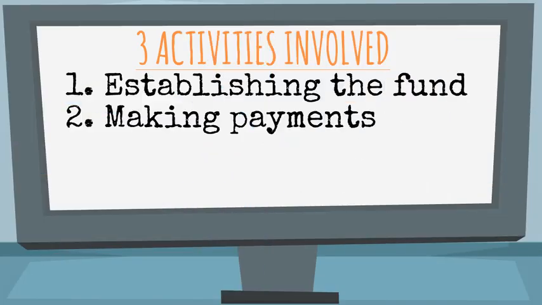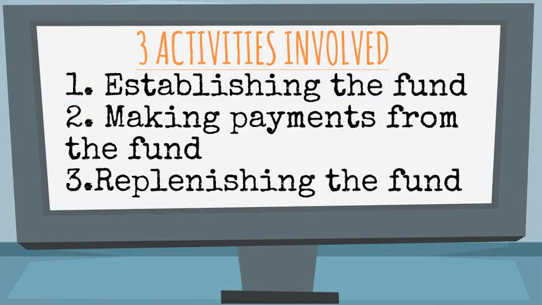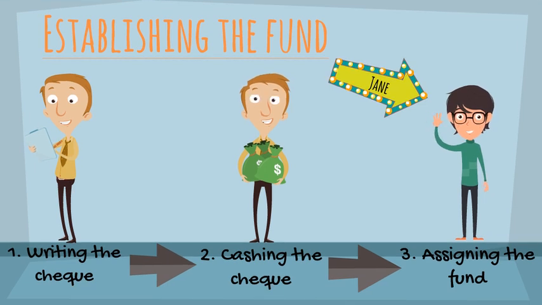Sam has found 3 activities involved for petty cash funds. They are the establishment of the fund, the payments from the fund, and the replenishment of the fund. Sam learned to establish the fund he must write a check, cash a check into the account, and appoint a custodian to take care of the fund, who in this case is Jane.